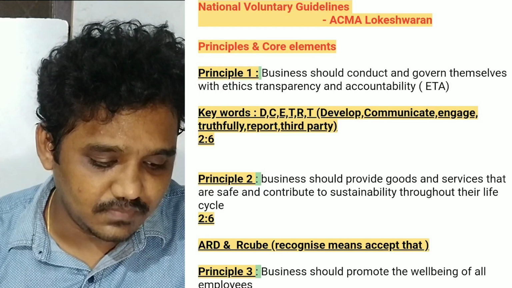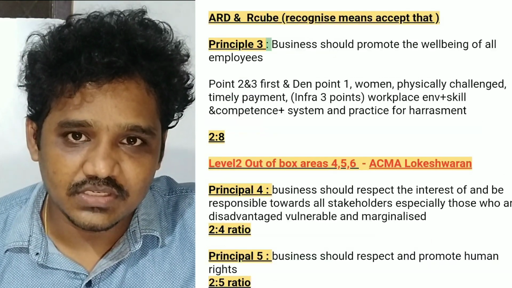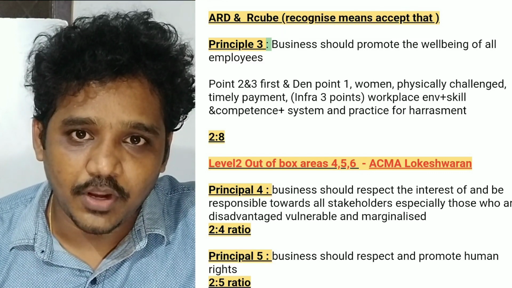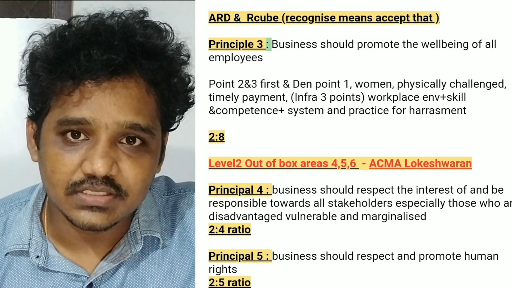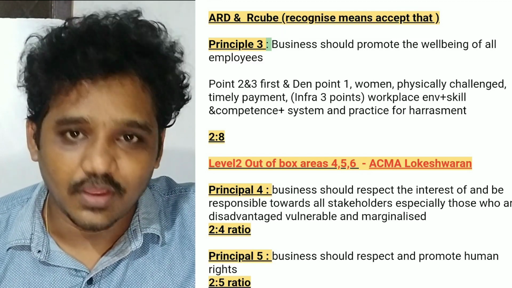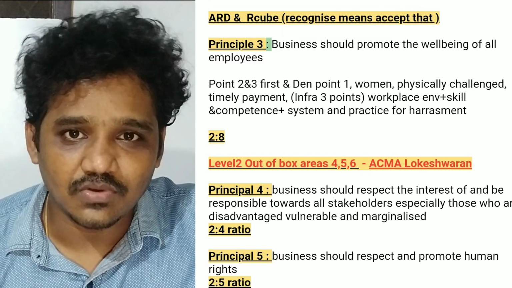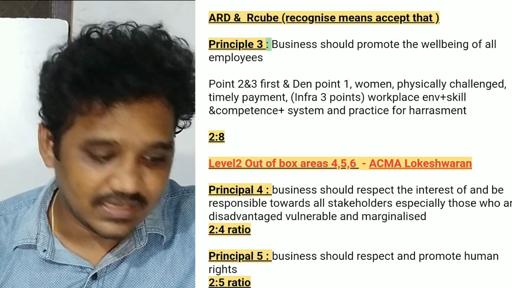The third one is related to employees. You have created some controls in point 1, and you make sure that the products are safe throughout the life cycle in point 2, and in point 3 we are going to talk about employees. With relation to employees, there are a few points. So this is basic, and then let's go to level 2.